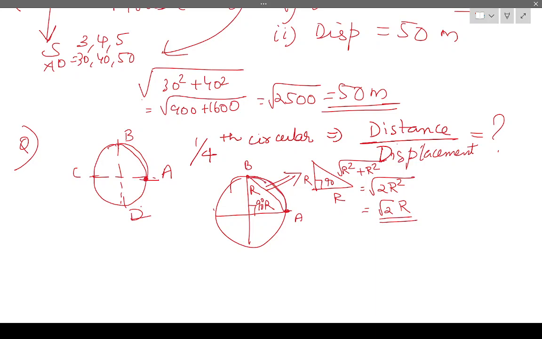But what about the distance? Distance is going to be the circumference, this path, this length. How can you find this? The total circumference is going to be 2 pi R. Half of this is pi R. And again, half of that is going to be this much. So this is going to be pi R by 2. That is the distance.